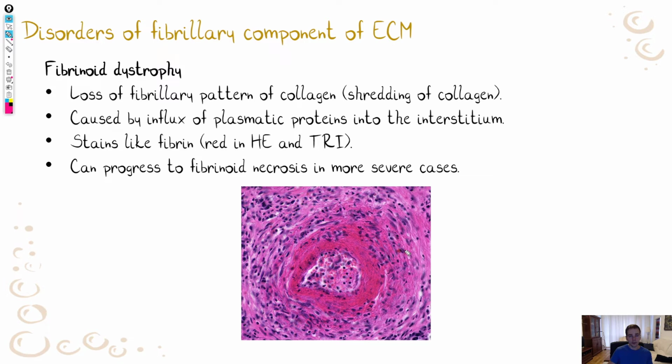Fibrinoid dystrophy stains like fibrin. In hematoxylin eosin it is bright red. In trichrome it would be red as well. You can see it here. This is vessel wall affected by vasculitis, so there are a lot of inflammatory cells. And this eosinophilic band, this bright red band, this is fibrinoid necrosis of the vessel wall.